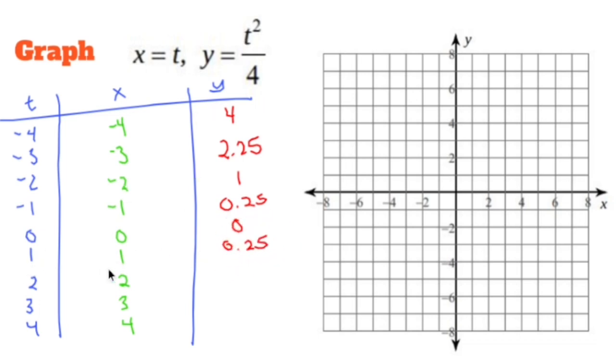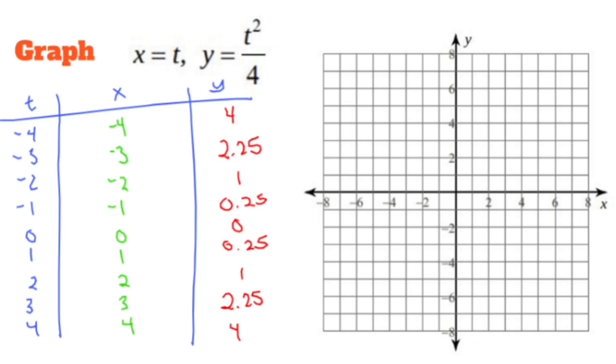I already did that. 2 squared is 4. 4 over 4 is 1 again. 3 squared is 9. 9 over 4 is 2.25 again. 4 squared is a fun game, is 16. 16 over 4 is 4 again. And we see some parabola-y looking stuff.